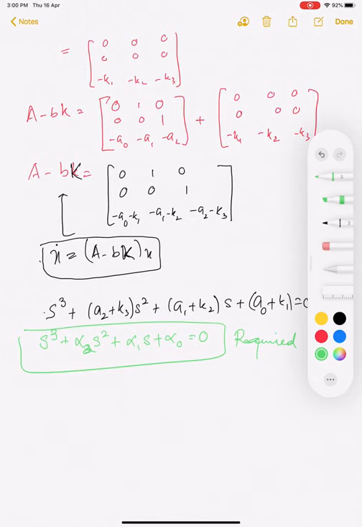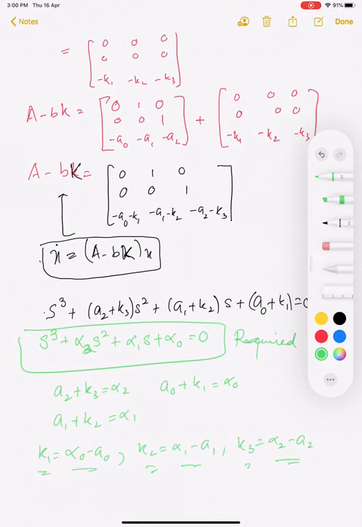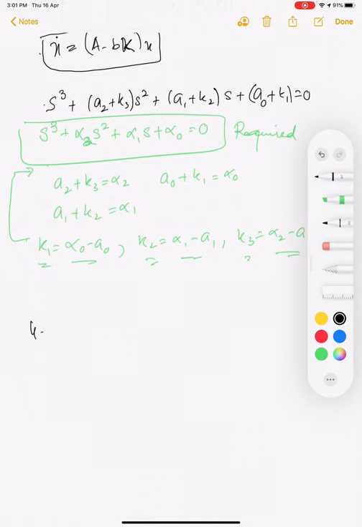So the only thing that you need to do is to equate the coefficients, right? From this you have a2 plus k3 is equal to alpha 2, a1 plus k2 is equal to alpha 1, a0 plus k1 is equal to alpha 0, and you can get k1 is equal to alpha 0 minus a0, k2 is equal to alpha 1 minus a1, k3 is equal to alpha 2 minus a2. So if k1 is this, k2 is this, k3 is this, then the new characteristic equation for the system is going to be this.